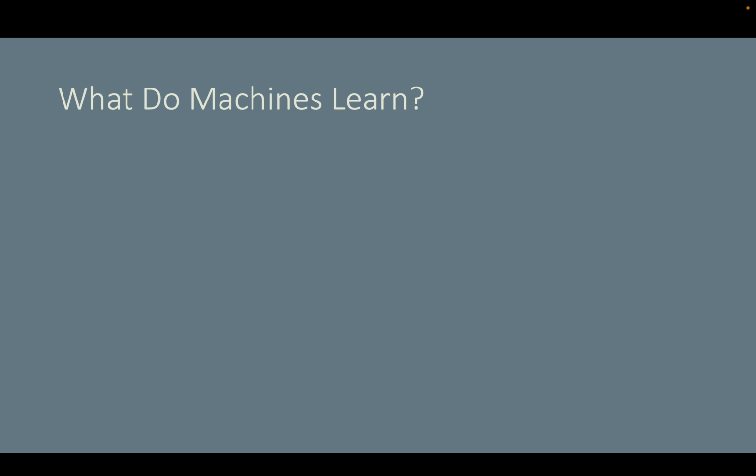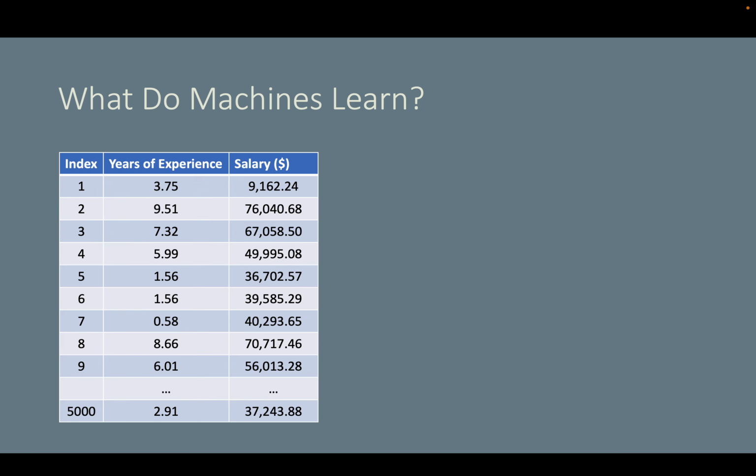Let me use a very simple machine learning algorithm called linear regression to explain what machines really learn. No worries, there won't be any mathematical equations. Imagine you are the machine, and you are presented with a list of people and two things you know about them: their years of experience and their salary. Let's say you have 5,000 data points like this. We would like the machine to learn a simple relationship between years of experience and salary.